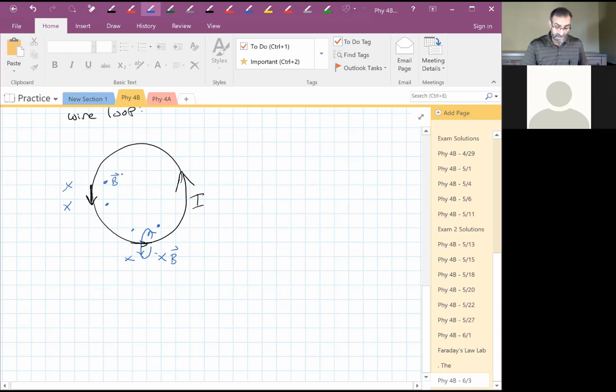Why is that? Because it forms loops around, right? It makes a circle that comes up on this side and goes down on that side. Does that help a little bit?